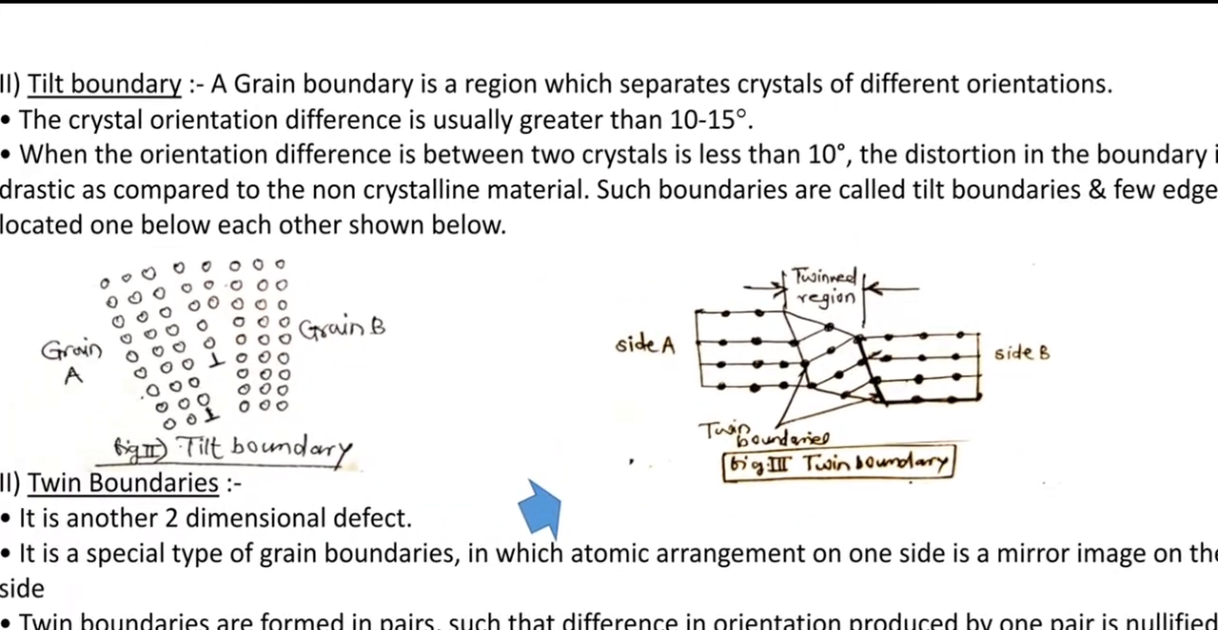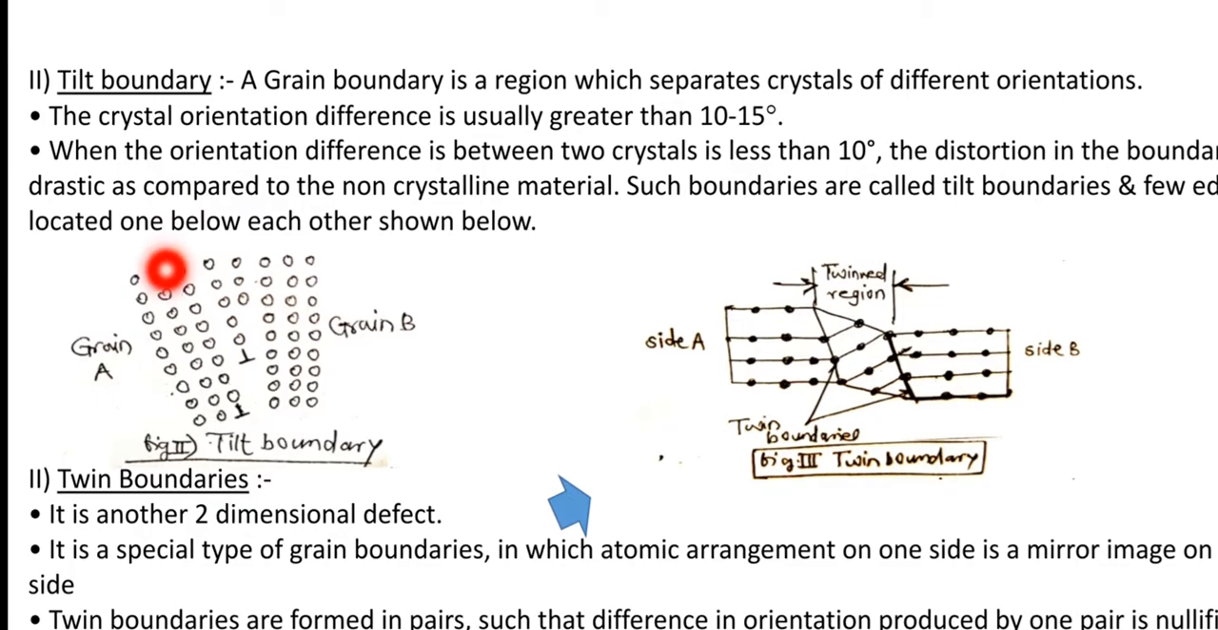Tilt boundary. Now you see here the atomic arrangement is in this plane like this, and here the atomic arrangement is slightly different. So between this region, grain B and grain A, there is some angle, and when that angle is less than 10 to 15 degrees, then we see this defect as the tilt boundary defect.